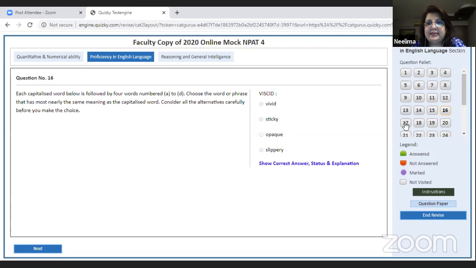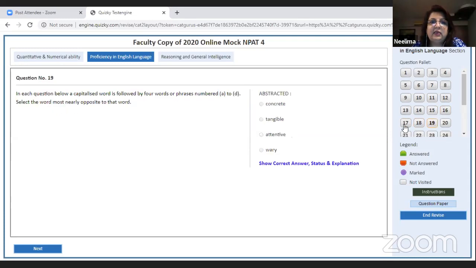So 15, 16, 17 were meanings. For 18 and 19, you were asked to check the opposite words. So these are 5 direct vocabulary questions, and no more than a minute should have been taken here.